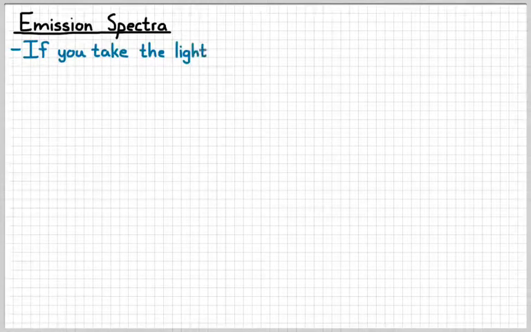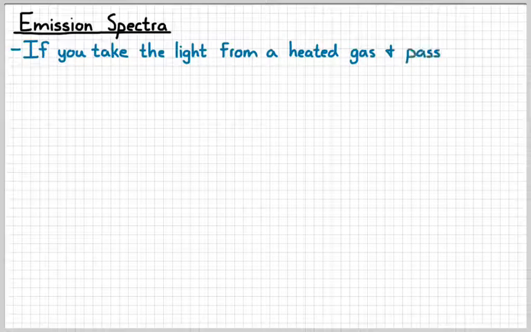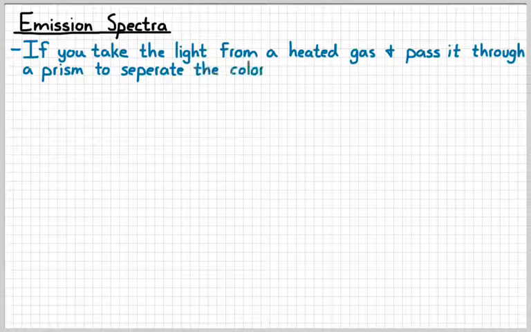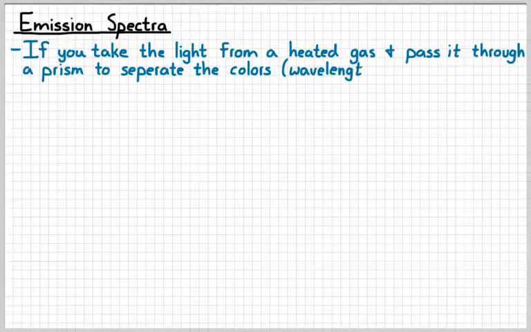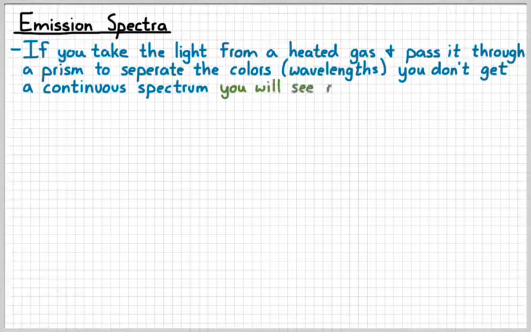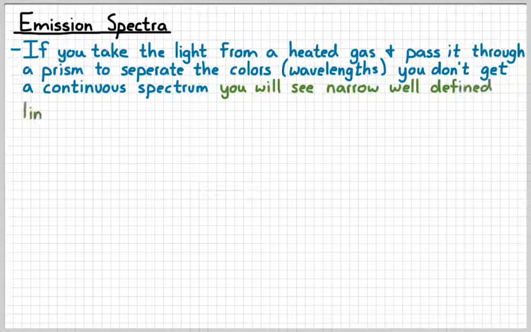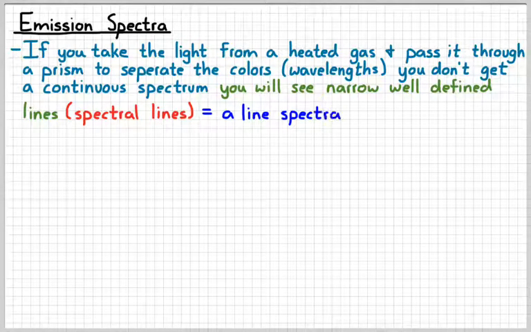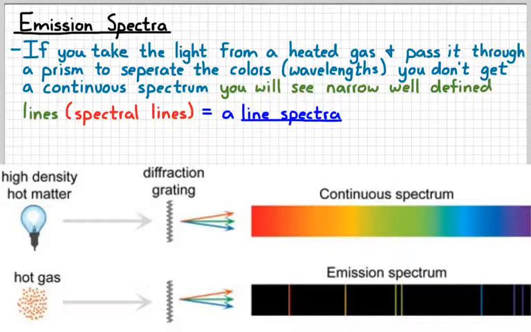So what we're studying here is something called an emission spectrum. If you take the light from a hot glowing gas, for example the neon in a neon sign, and you pass it through a prism or a diffraction grating to cause the colors to be separated, remember color is determined by wavelength, you don't get a continuous spectrum. What you're instead going to see is some few very narrow, very well defined lines, which we might refer to as spectral lines.